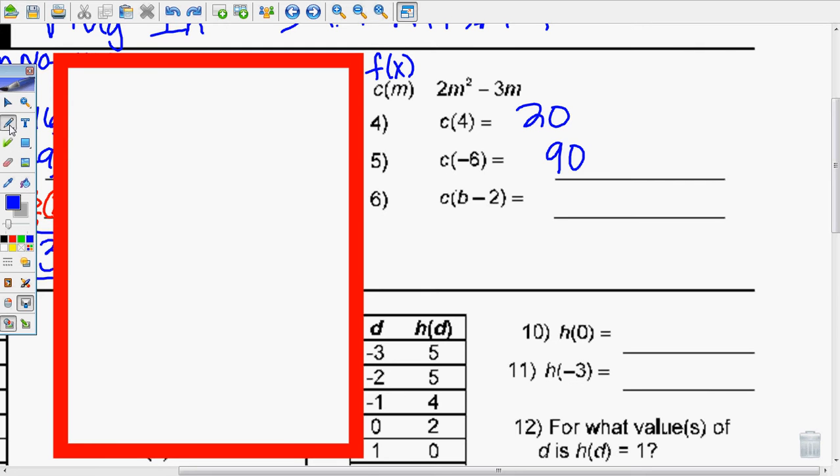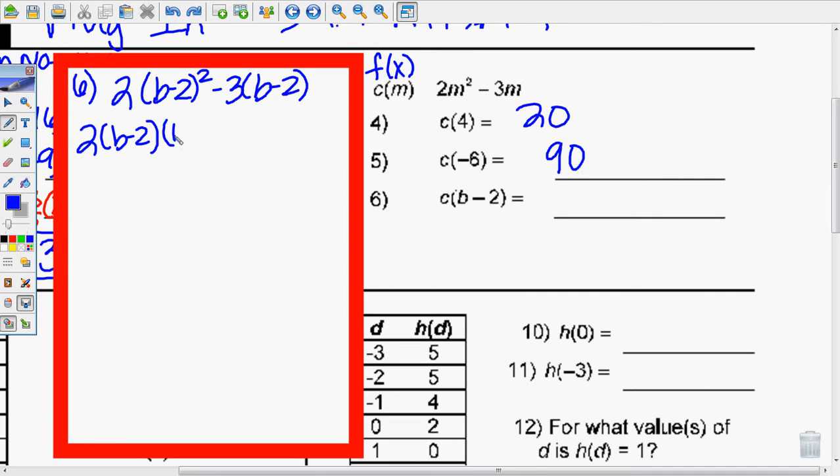All right, so b minus 2 is my expression that I'm substituting in. What we need to recall here is that when you have a squared expression, it actually means you have how many of them? There's 2 of them. So it's not just distribute the square, you have to write the whole expression twice. So I have now 2 times b minus 2 times b minus 2 minus 3 times b minus 2.